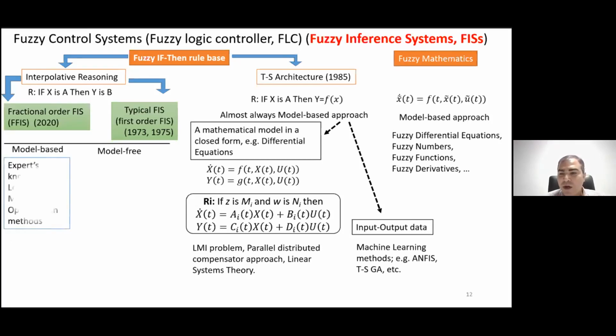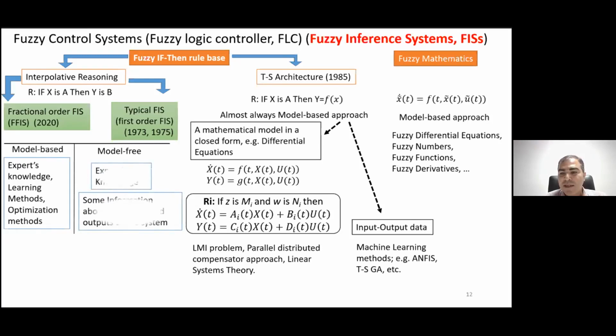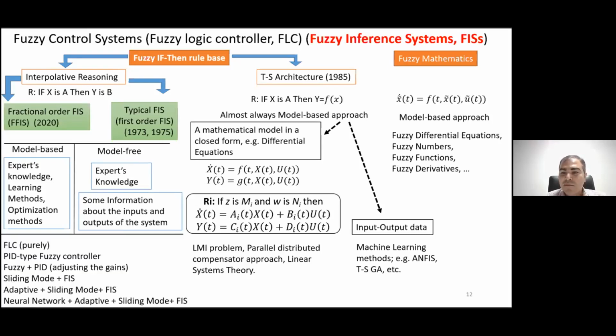If a mathematical model of the system is known, then employing these FISs involves experts' knowledge, learning methods, or optimization methods. And if a mathematical model of the system is unknown or is not available, then for applying such fuzzy inference systems, we need to use either expert knowledge or some information about the boundaries of the inputs and outputs of the system.